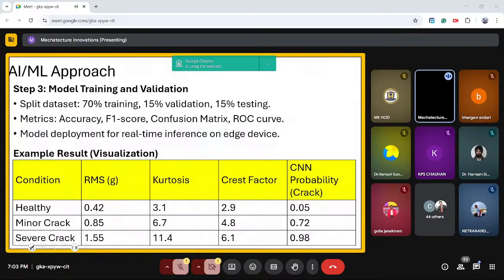For example, these are the input parameters we have given to them. If the RMS of the healthy one would be lying at 0.42, 0.85 means minor crack, 1.55 means severe crack. Kurtosis 3.1 for healthy, 6.7 for unhealthy, 11.4 for severe crack. So you see all the values are increasing. That increase in the RMS value in the system shows that the probability of prediction is actually growing from 5% to 98%. Okay, which means that for the healthy one, the prediction of crack is very low, but slowly, when the value patterns are observed, the prediction of the crack starts coming.